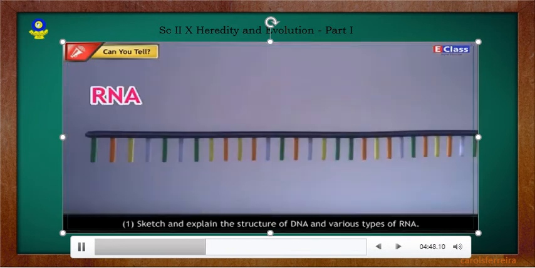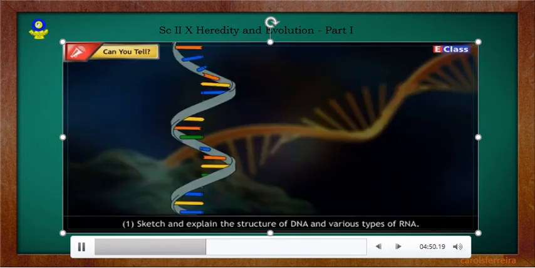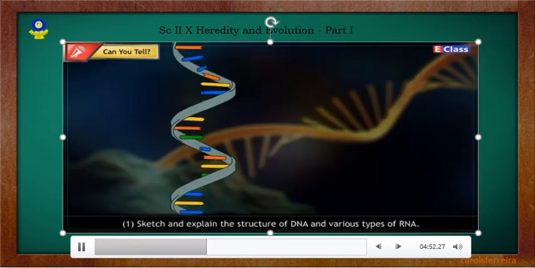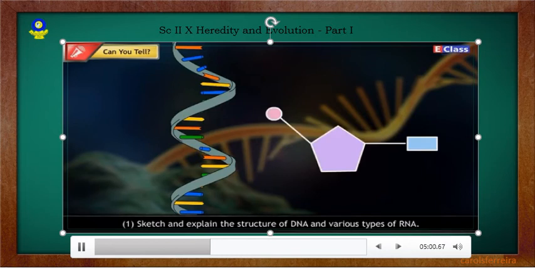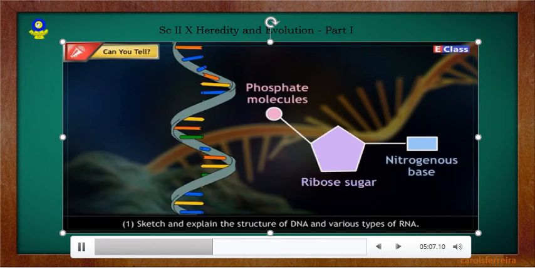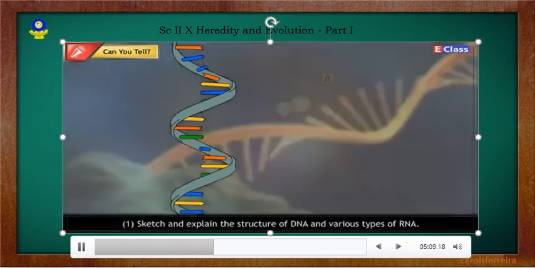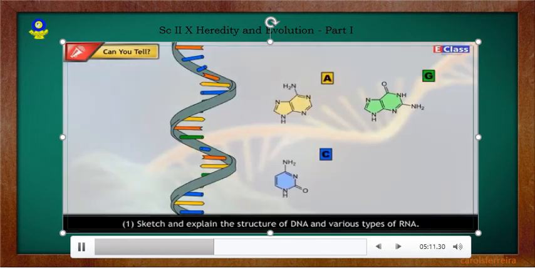2. RNA. 1. RNA is a nucleic acid having a single strand of ribonucleotides. 2. Each ribonucleotide is made up of A. Ribose sugar, B. Phosphate molecules, and C. A nitrogenous base. 3. Adenine, guanine, cytosine, and uracil are the nitrogenous bases which are present in RNA.